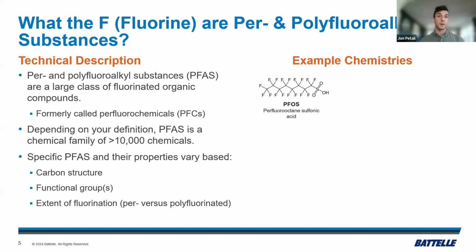We used to call them perfluorochemicals. The nomenclature has moved on. Each of these individual compounds has their own acronym, and it can get overwhelming pretty quickly. So for example, perfluorooctane sulfonic acid is an 8-carbon backbone, but we just call it PFOS. Depending on your definition of PFAS, this family has over 10,000 chemicals, and that number keeps growing, again, depending on how you classify PFAS. Generally speaking, though, they have a carbon backbone structure like what you see here.